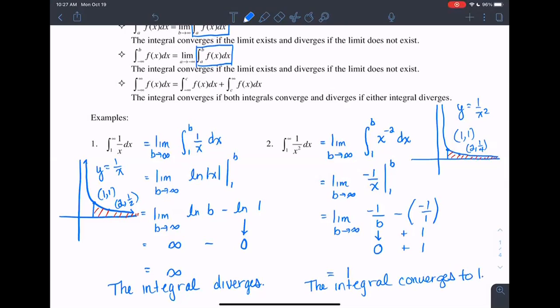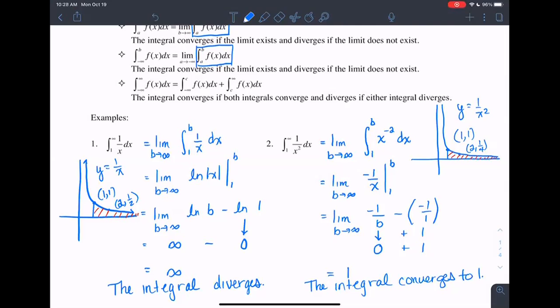Now, what that means is that I can make the area under that curve as close as I want to 1 by choosing a b value, an upper limit, as sufficiently large. So for example, if I wanted to be within 1/10 of 1, I could use b equal to 10, and my area would have been negative 1/10 plus 1, or 9/10. And I would have been within 1/10. If I wanted to be within 1/1,000,000th of 1, I would just have needed to choose b equal to 1,000,000, and I would have had that small enough error.